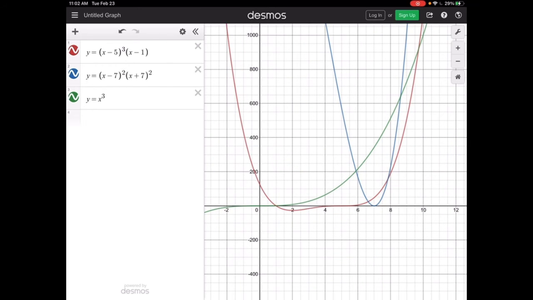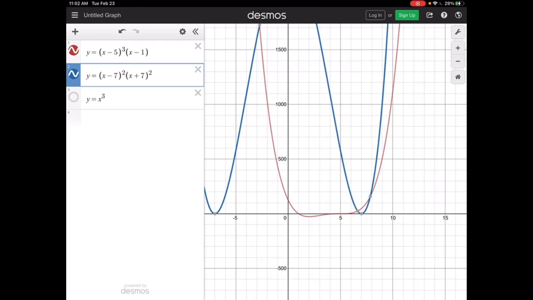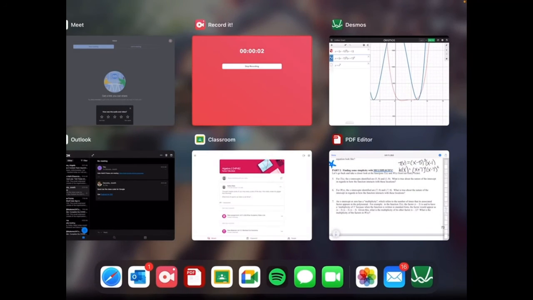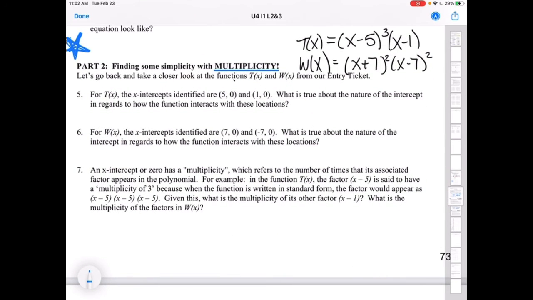All right, so I'm going to get rid of that. And the same thing kind of happens. So it's multiplicity 3, multiplicity 1, and multiplicity 3 has an x to the third form, and multiplicity 1 has a linear form.